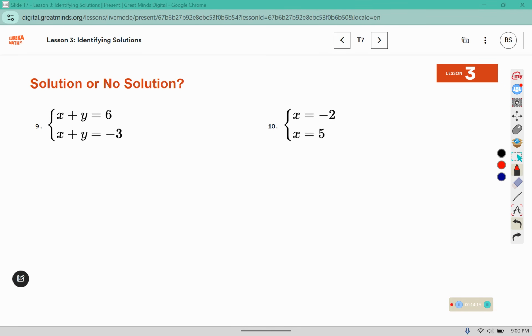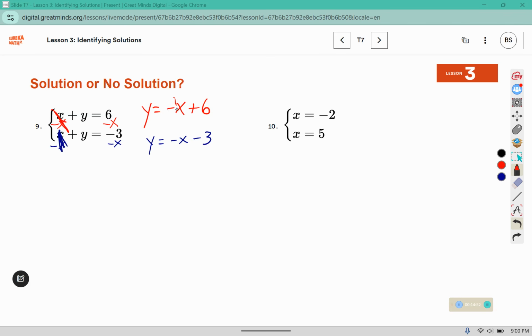Neither of these are in slope-intercept form, but I can move the x to the other side. That would give me y equals -x and a +6. These can't be combined because this is a variable and this one is a number. I can also move the x from this side on this equation. That leaves me with y equals -x minus 3.